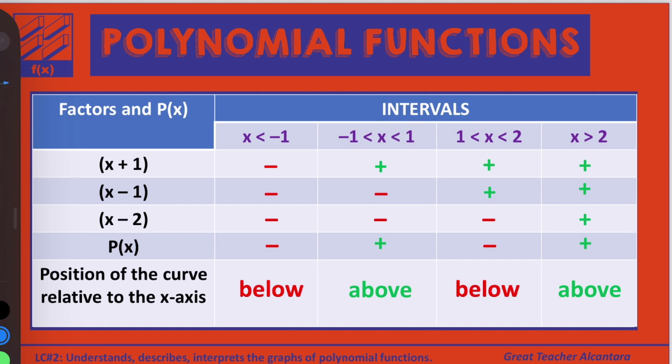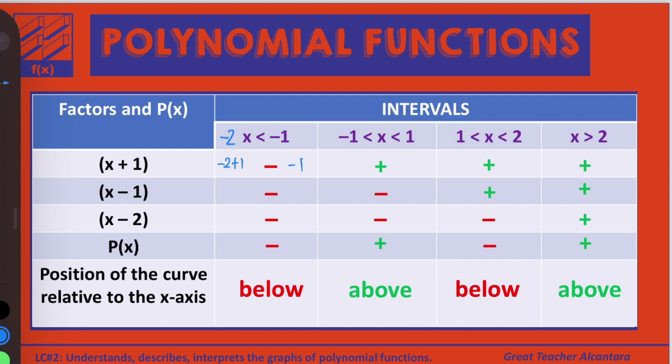So to better understand this, let's have example number 1 for your first interval, which is x less than -1. So think of a number that is less than -1. What we can think of, for example, is -2. So let's use -2 for this example. If you have x plus 1 as your first factor, you will simply substitute -2. So -2 plus 1. The answer there is -1. That is still negative, hence the negative sign.